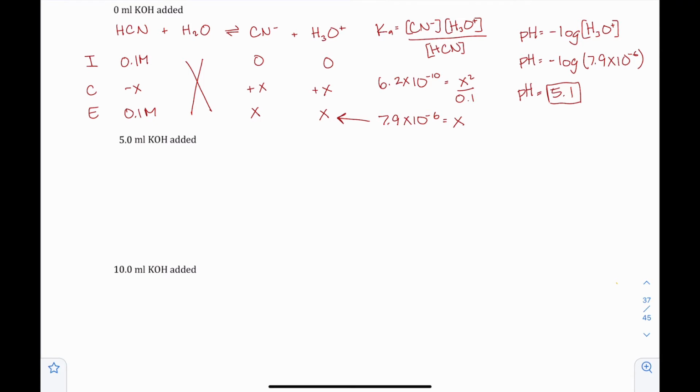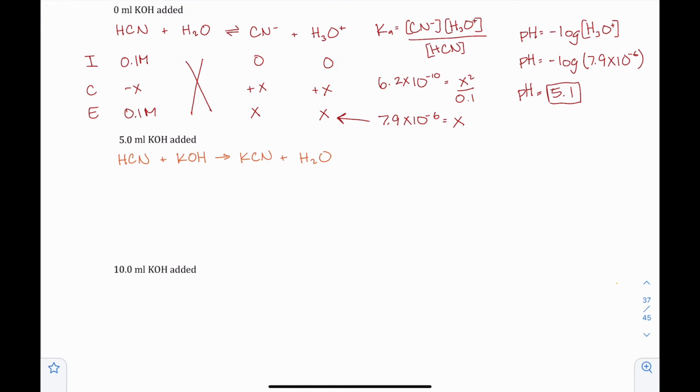At 5 mL of KOH added, the strong base will react with the weak acid that's in the beaker. Let's start by writing out the equation for the acid and base reacting together. At this point, only a small amount of base has been added. It's less than the equivalence point, so it's not enough to completely neutralize the reaction. This is called a partial neutralization.